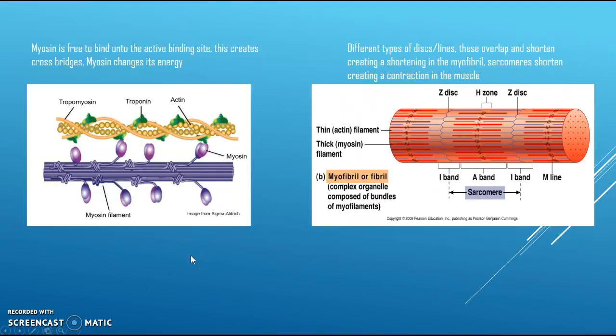There are also different types of discs. These overlap and shorten, creating a shortening in the myofibril. Sarcomeres shortening creates a contraction in the muscle. These Z discs just divide the sarcomere, while the I bands are just made of actin. They overlap in contraction and they create smaller bands.